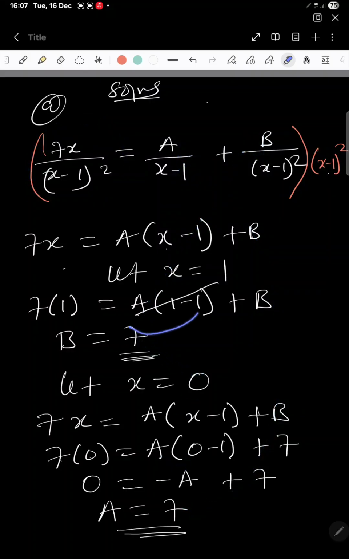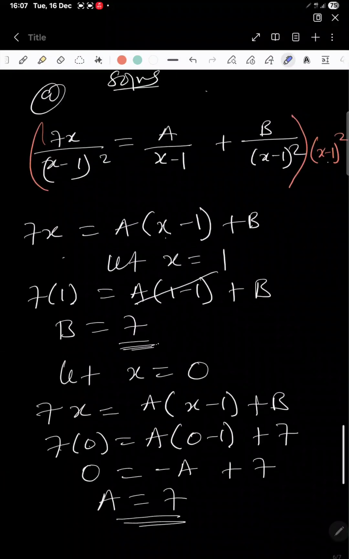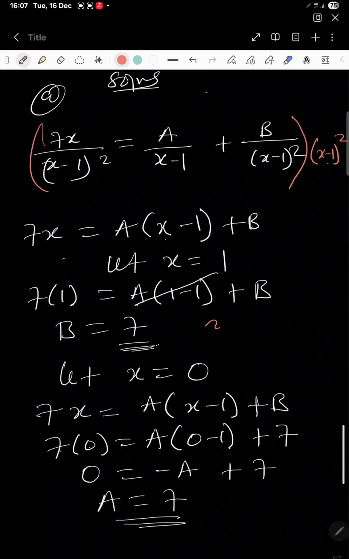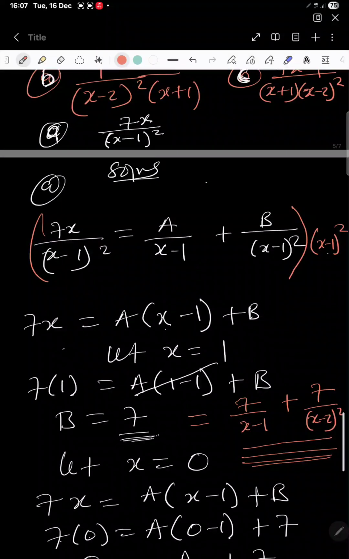So, the value of b is what? You put it 7. The value of a also is what? It is 7. So you go and replace them there. So in other words, our final answer will be equal to our a, we are putting a 7 over x minus 1, plus our b, we are putting also a 7 over x minus 2 squared, like that. So this is going to be our final answer if we are to resolve this into partial fractions.